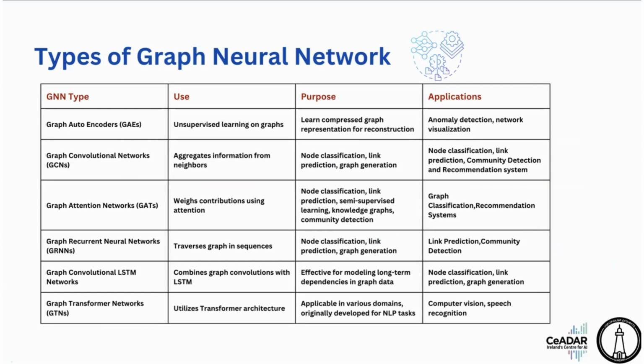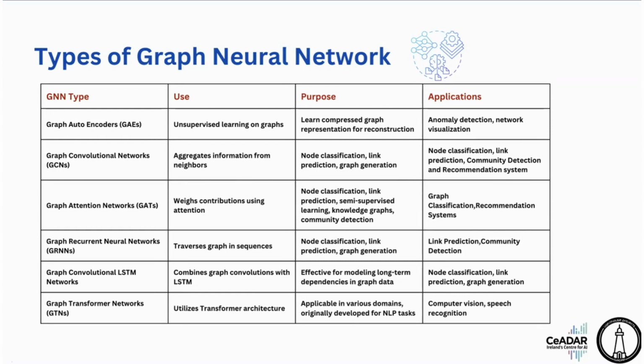It is also used for node classification, link prediction, community detection, and recommendation systems. And we have the graph attention network, which is used for recommender system building and graph classification. Graph recurrent neural networks and graph convolutional LSTM networks share the same uses, and they are used for community detection, link prediction, node classification, and graph generation. And finally, the graph transformer architecture.